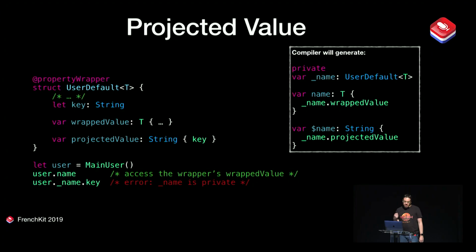But now that we have that, still we can't use underscore name because it's private, but now that we have a projected value, we can access $name even outside the private scope. So underscore name will always be private. Name and $name will always have the same access level. So if name is internal, $name is going to be internal. If name is declared public, $name is going to be public.